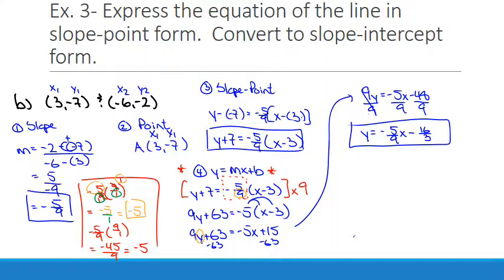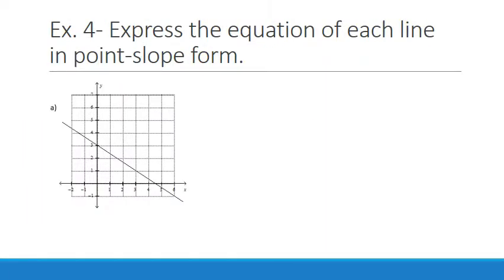Sometimes you're given it. If not, you can find it out like we just did. And then you need to choose a point. So the exact same style of question here, just a different presentation. Instead of giving you points, I've given you a picture. But we want to express this equation in slope point form. So same thing, we need to find the slope first.